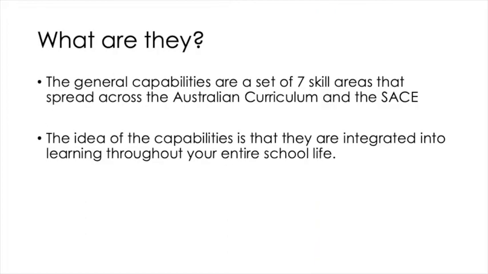The general capabilities, you might have heard of them before, though my guess is probably not too much. There are actually 7 skill areas that are spread across the Australian curriculum. The idea is that they're integrated into learning throughout your entire school life. And this comes down to this idea, well, what's really important? What is important is the ability to communicate, to think critically, to understand different cultures and perspectives, to be emotionally balanced and regulated. This is what the capabilities are really all about.